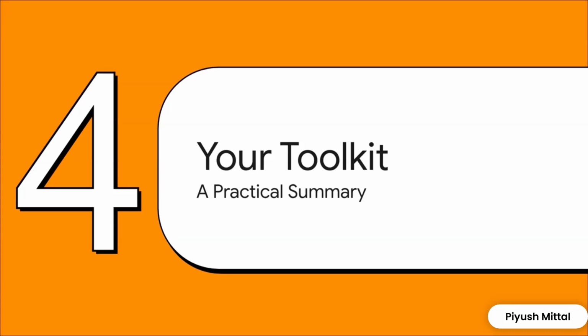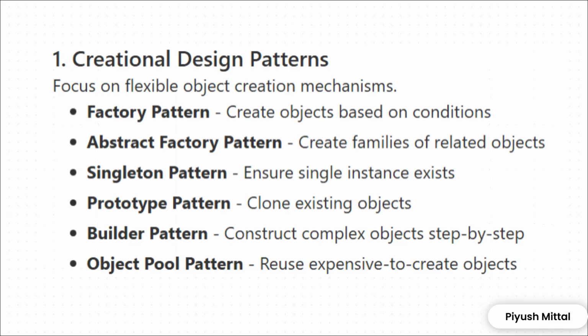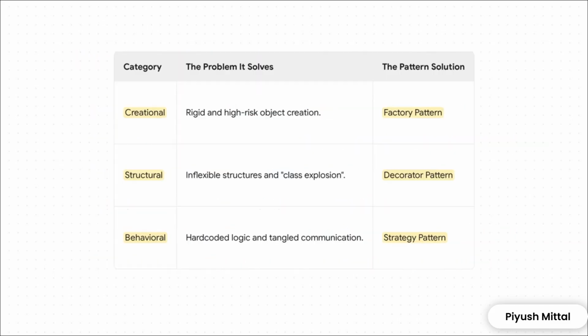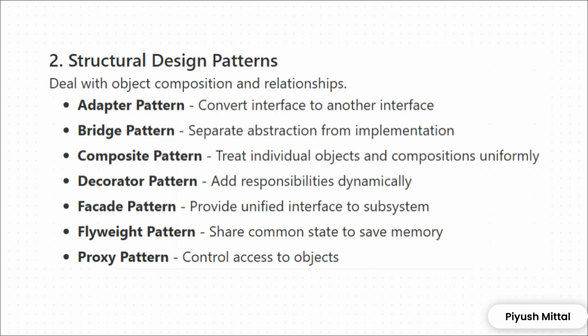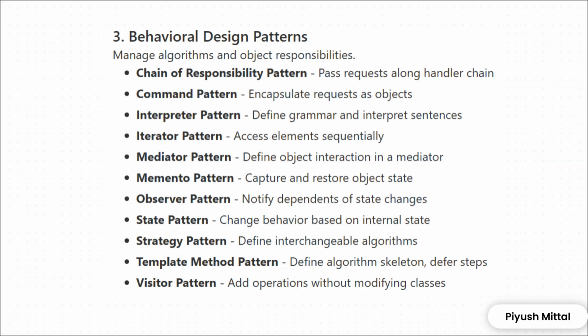So when you look at these three examples together, you start to see that these patterns aren't just some abstract academic theory. They really do form a practical, powerful toolkit that you can use to build better software. So let's just recap real quick. Creational patterns, like the factory, are there to fix rigid, high-risk ways of creating objects. Structural patterns, like the decorator, help you tackle inflexible structures and avoid things like that crazy class explosion. And finally, behavioral patterns, like the strategy, are perfect for untangling hard-coded logic and just improving how your objects talk to each other.